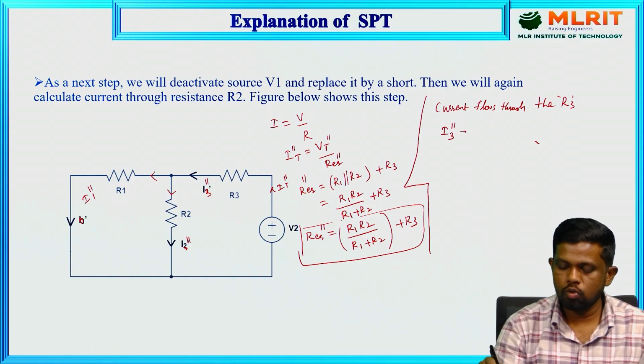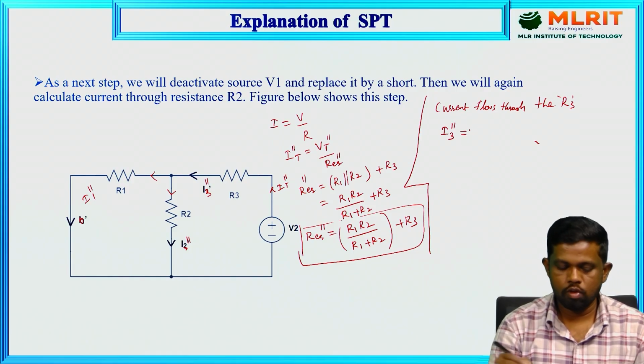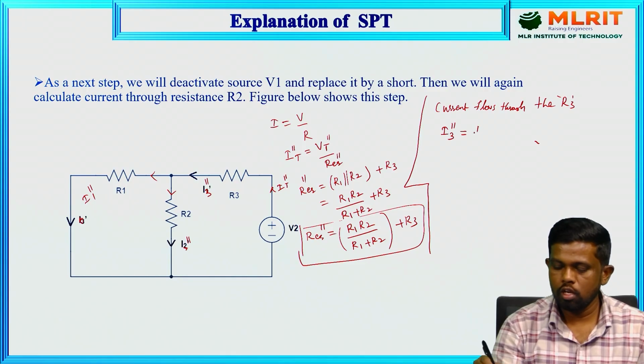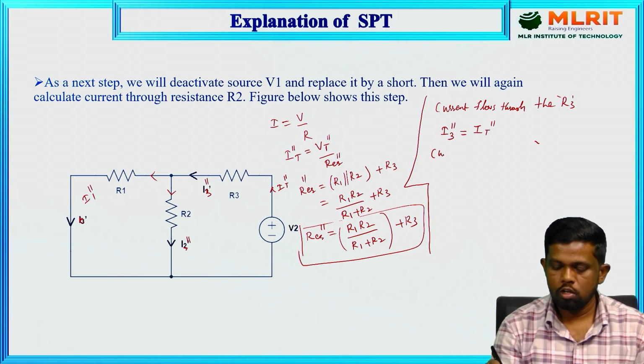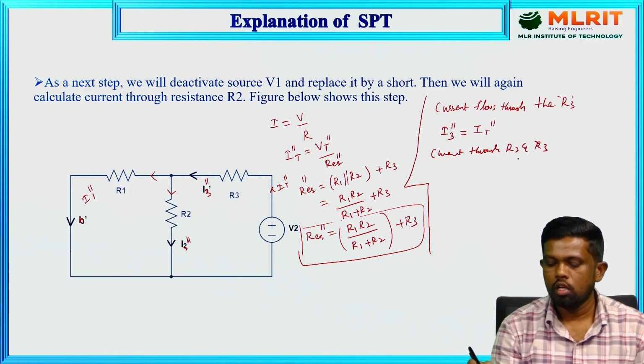I3 double dash is equal to whatever the current given by the source, which is also the same as the R3 current. Then the remaining elements: the current through R2 and the current through R3. First we need to find out the current through the R2 element.